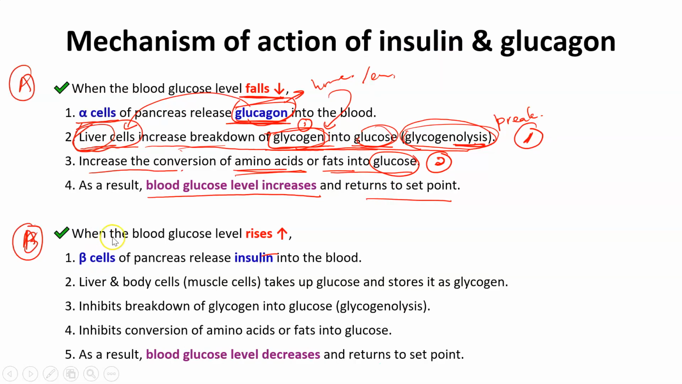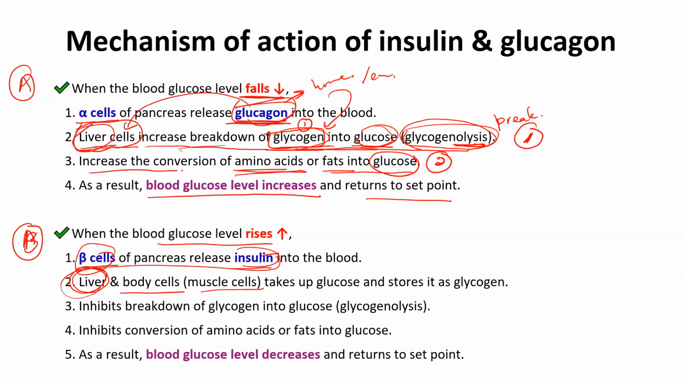Another situation is when blood glucose level increases. You eat a lot, you eat rice, cake, bread, biscuits, whatever, so your blood glucose level increases. This causes the beta cell of the pancreas to release insulin into the blood. The pancreas releases insulin from the beta cell to its target organs, the liver and also the body cells, which is the muscle cell.